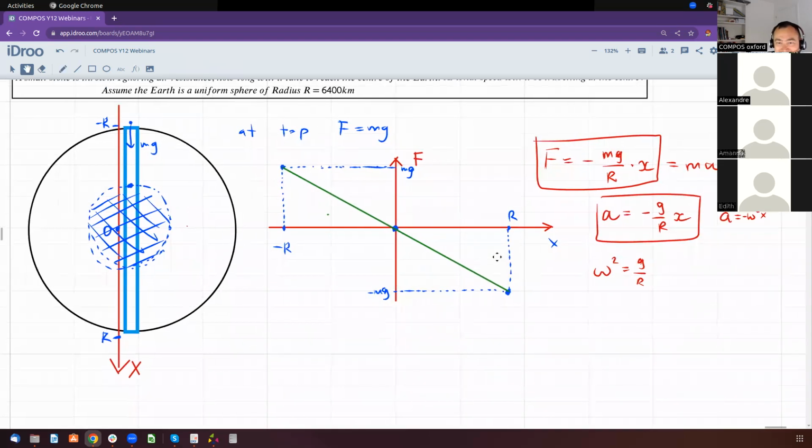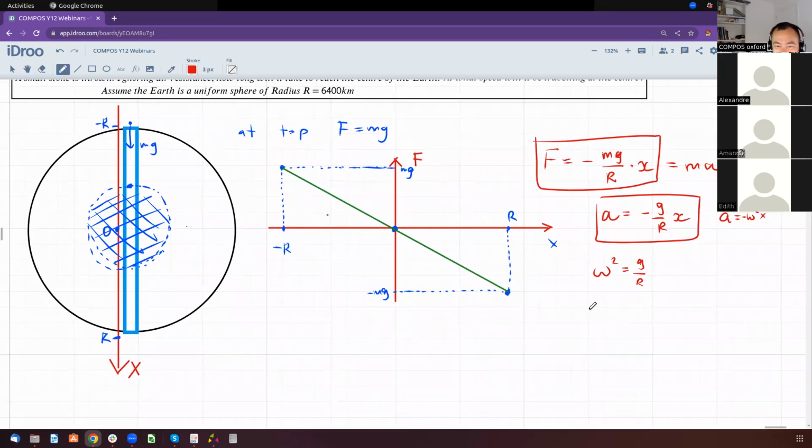Right. So that means that the time period is 2 pi over omega, which is 2 pi root r over g. So basically what would happen, the stone would fall, it would reach the middle, continue moving, reach the other end, and then go back again. The stone would oscillate back and forth inside the hollow tube. It would go from the North Pole to the South Pole and back again. It will keep doing that.